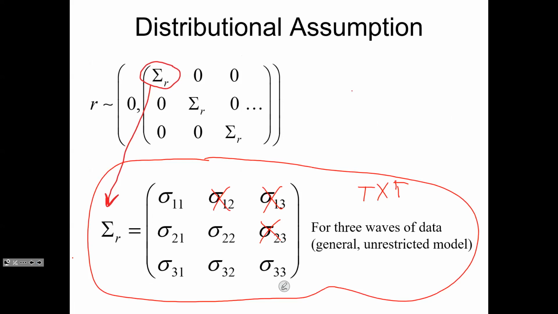How many unique elements are there in this matrix? 6, right? So if I estimated this matrix as completely unstructured, I'd be estimating 6 parameters. That would be 6 residual pieces.